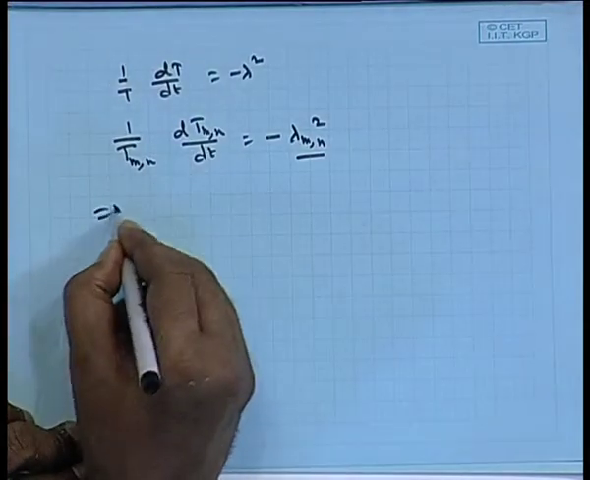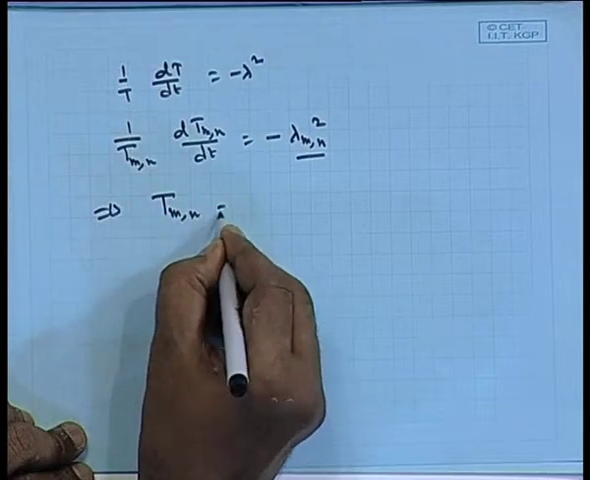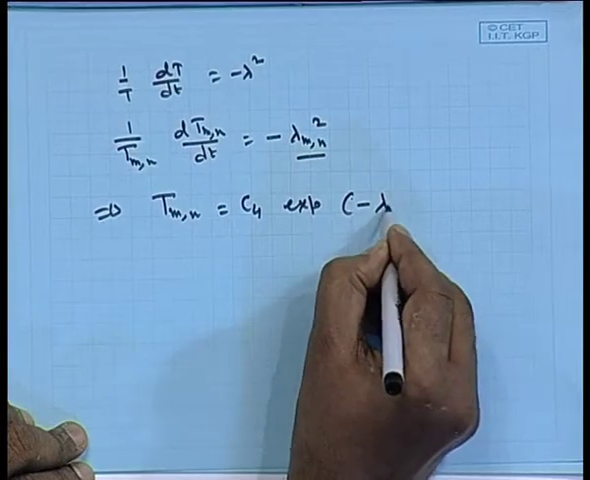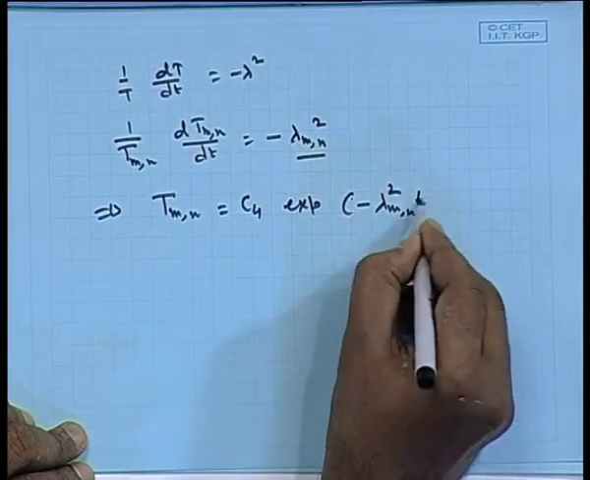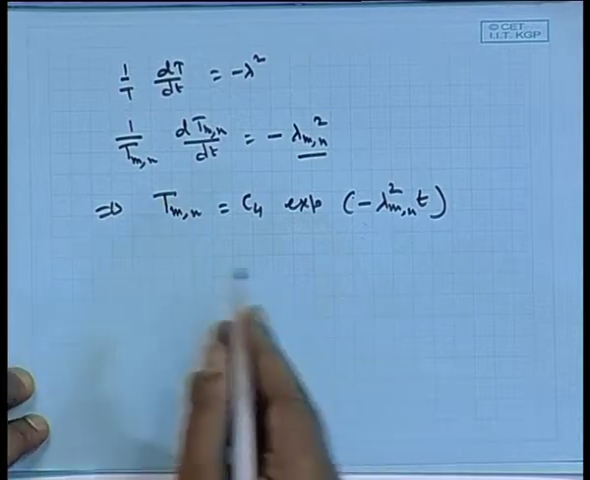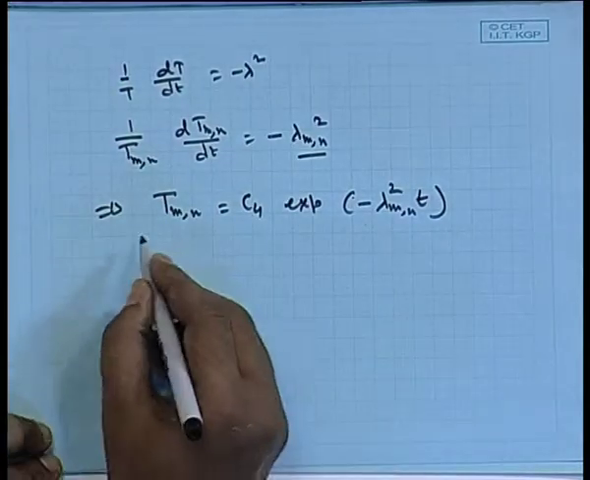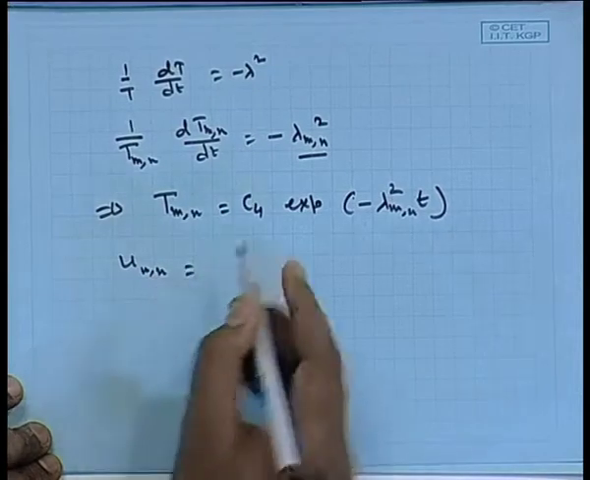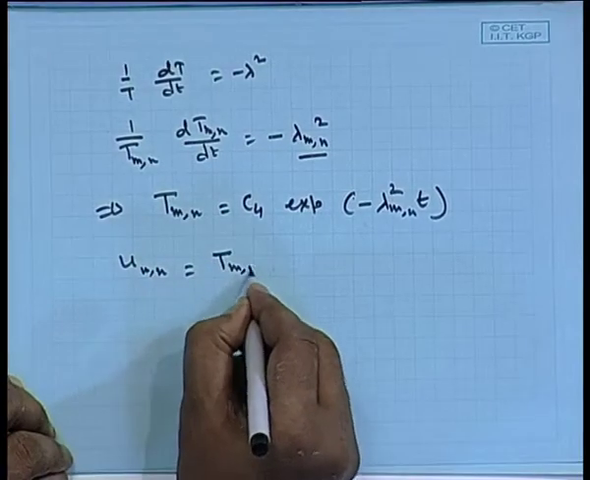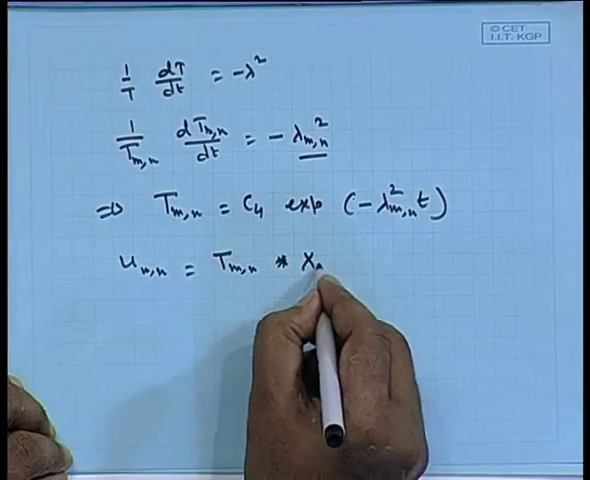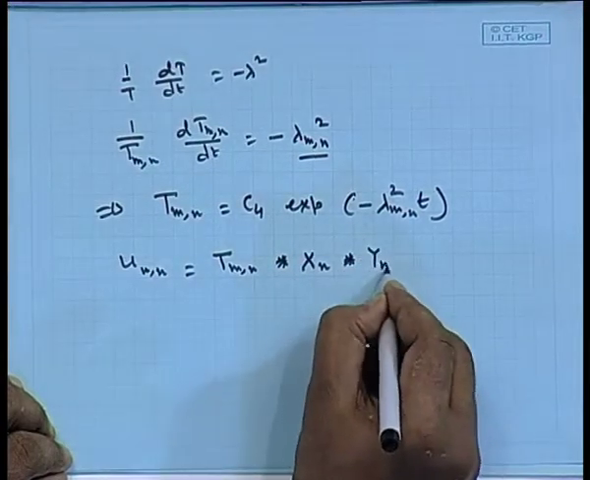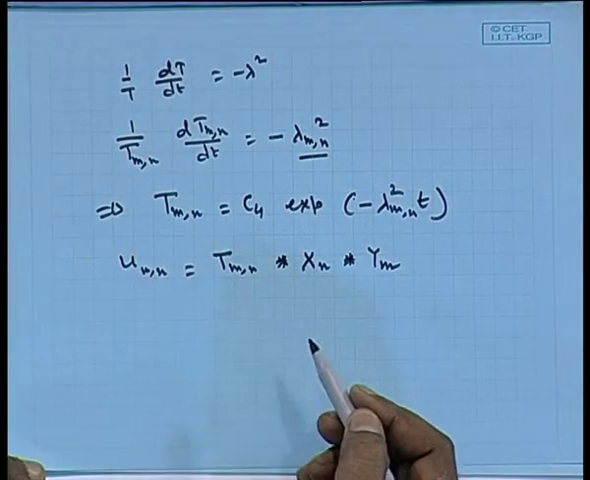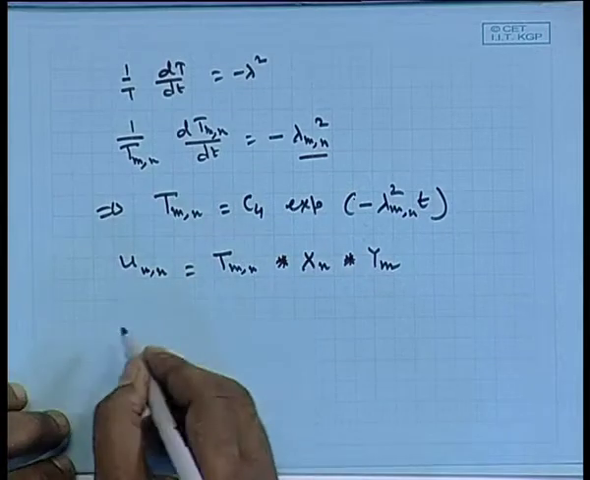So, what is T m n? T m n will be another constant, let us say C4 exponential minus lambda m n square t. Lambda m n is completely known to us. Now I put the product. My final solution u m n is T m n multiplied by X n multiplied by Y m. I add all the solutions by using the principle of linear superposition and get the final solution.